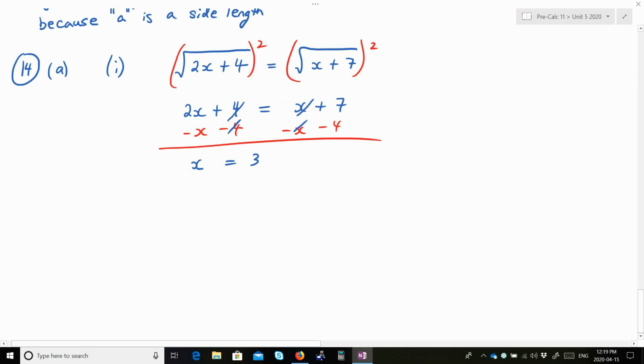And if I check my answers here, on one side I'm going to get 6 plus 4, the square root of 10. On the other side, 3 plus 7 is 10, square root of 10. No negatives involved or anything weird, so that's a good answer.